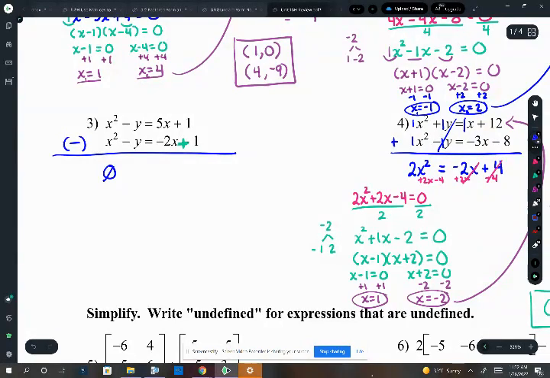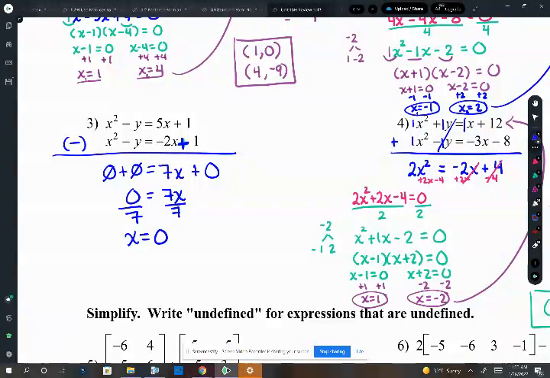If I do negative y minus negative y, I get 0. If I do 5 minus negative 2, I get 7. And 1 minus 1, I get 0. And I just want to go through it with the 0. So this is 7x is equal to 0. We divide by 7. So we get x is equal to 0. So we only get 1 point. If, again, this is an if, that was a plus. If it wasn't a plus, you saw it on the board, we got negative 2 sevenths, which wasn't beautiful.